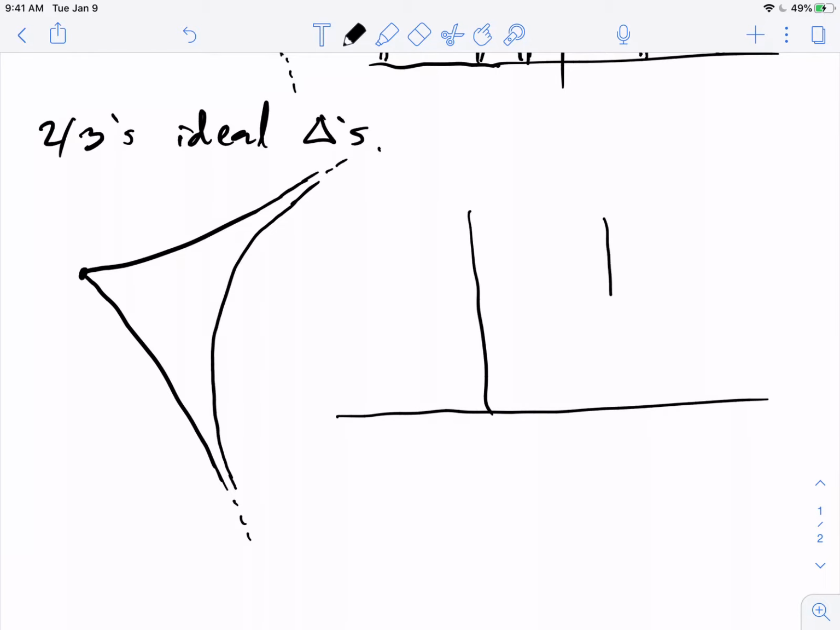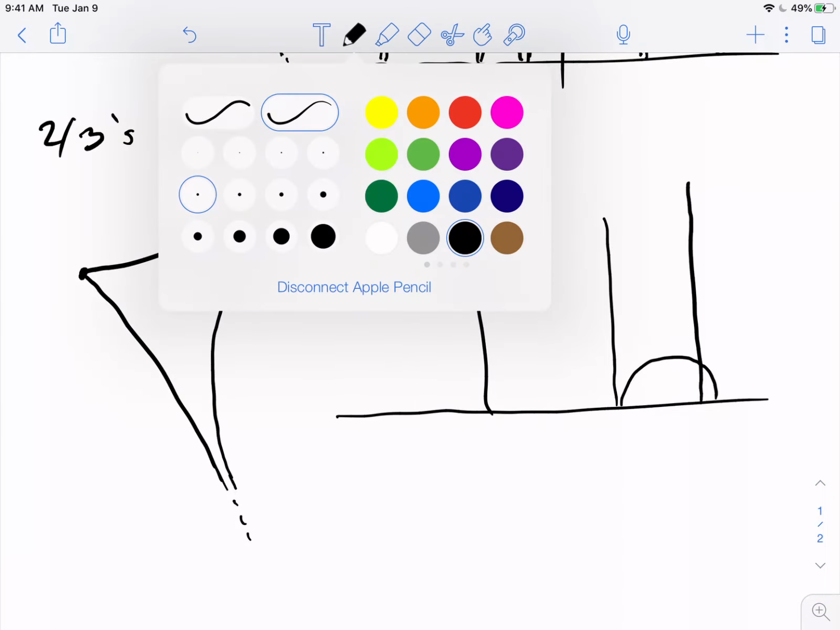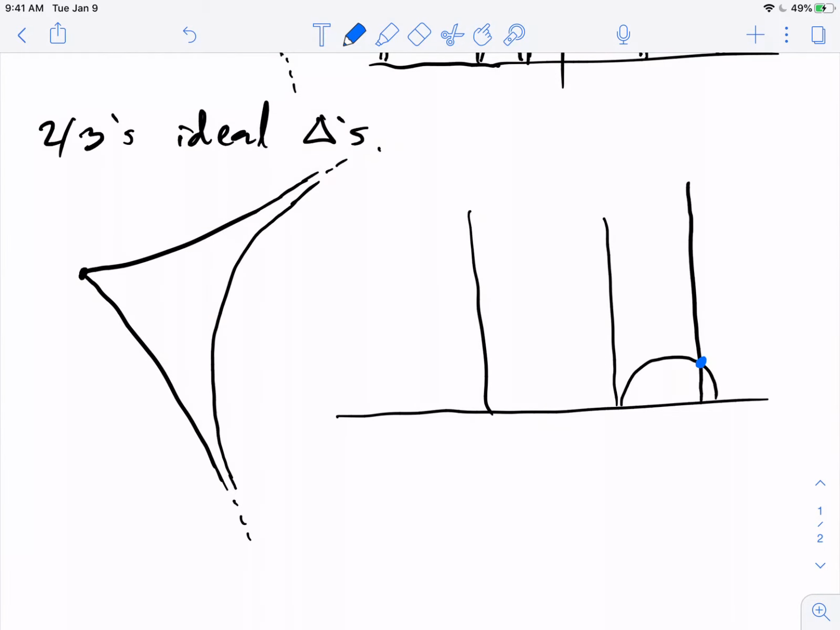it might look something like this, where I do actually have one vertex where two of the segments intersect, but I only have one vertex, and the other places where a vertex would be are asymptotic. Or maybe something like this if I'm using half circles. So that's what a two-thirds ideal triangle is.